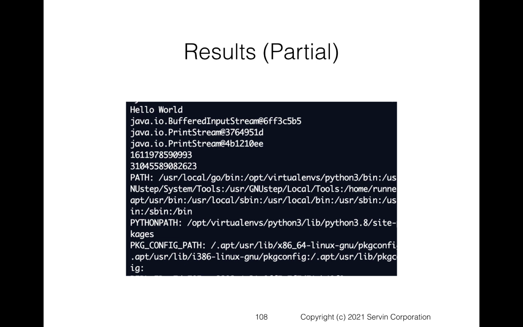Notice there's another one called PYTHONPATH. So we see there's another environment variable, PYTHONPATH. We see yet another environment variable, PKG_CONFIG_PATH, and there are many others. This is just partial results. This is a very common technique of passing environment variables into a program. It's one of the ways you can send input into a program.